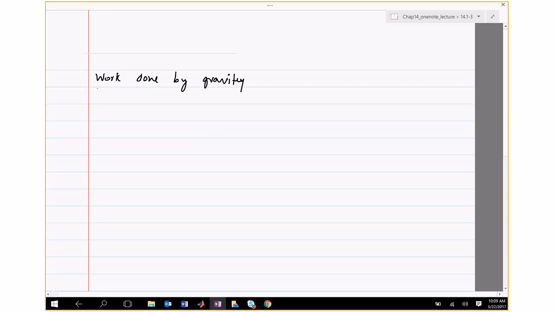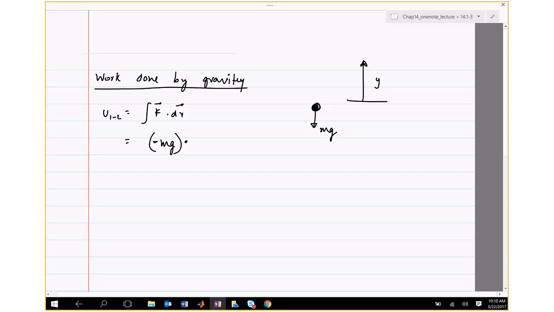Okay, so the particle is falling under gravity, so the gravitational force on the particle is mass times gravity, and our convention usually is y upwards is positive, right? X to the right is positive, y upwards is positive. So U12 is F dot dr. F is mg, and mg acts in the direction opposite to the positive y-axis, so that's negative, times dr, so that's going to be dy, and dy is positive. So 1 to 2 will give me minus mg (y2 minus y1).